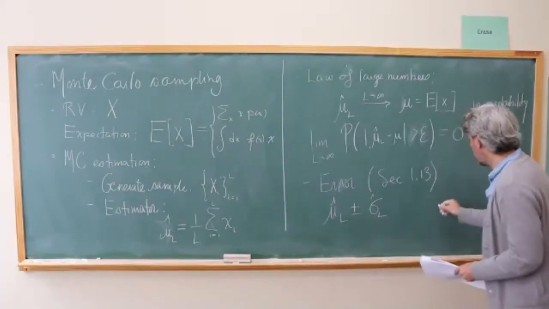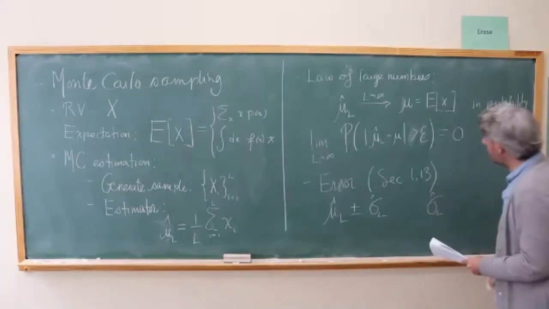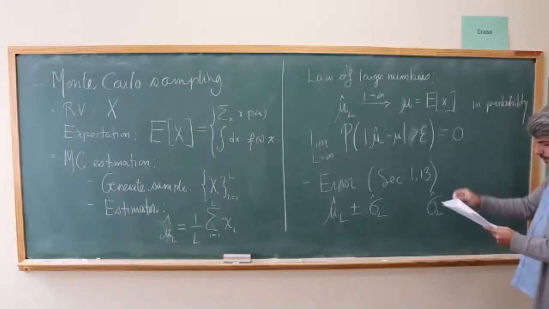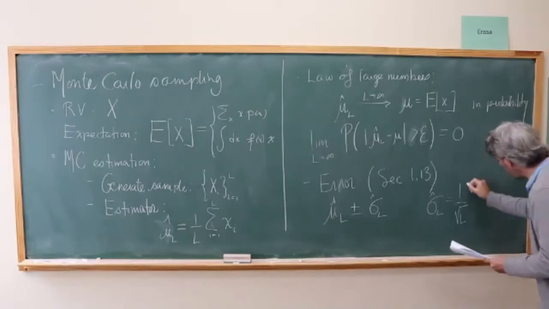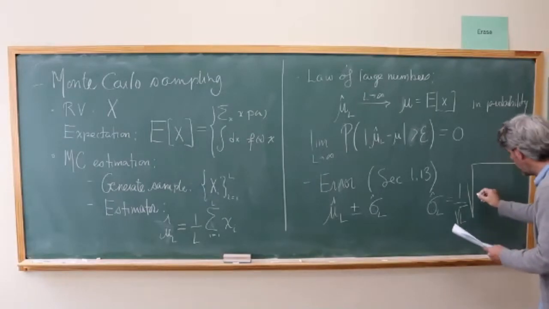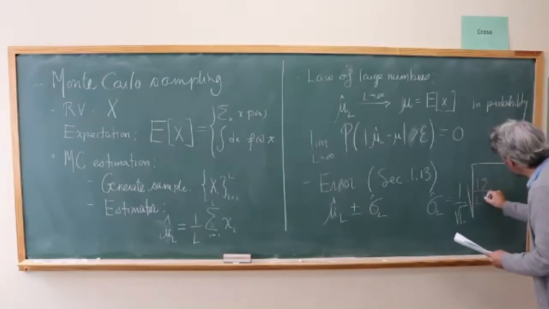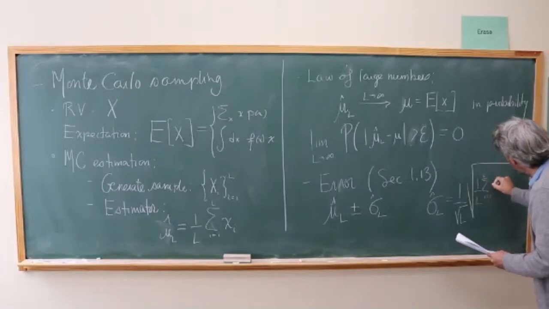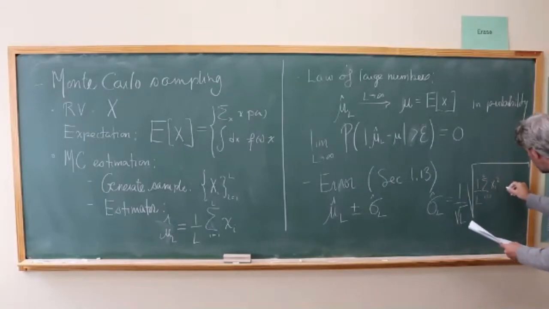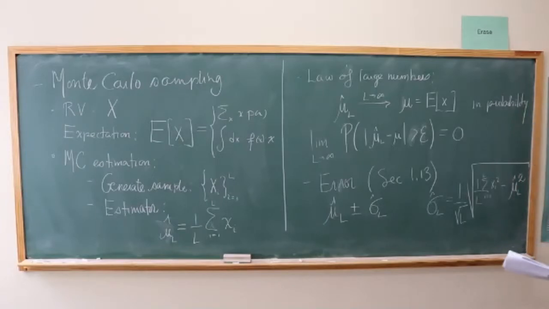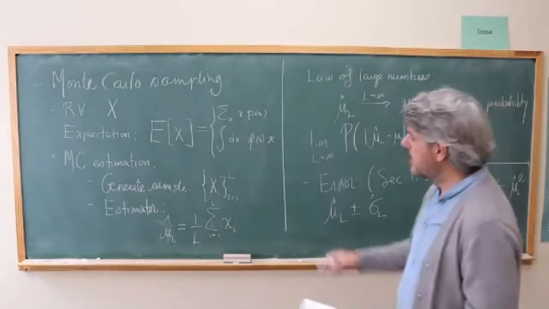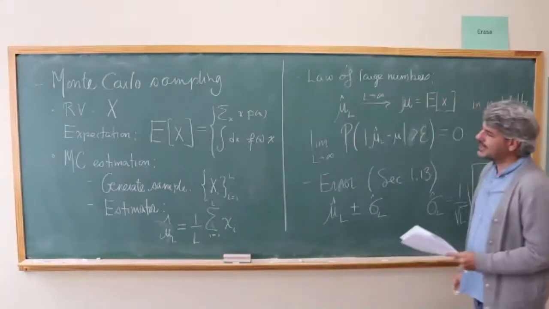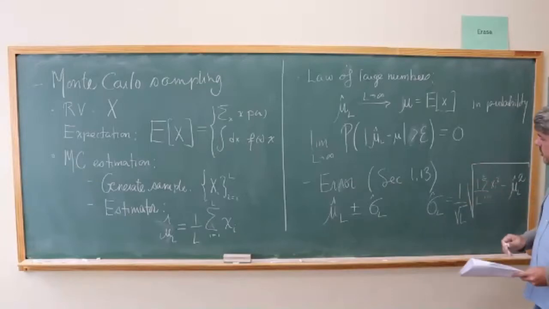And the sigma L here is the empirical standard deviation of the sample, and this is 1 over the square root of L. You have the big square root here, and then you have 1 over L times the sum of the squares, minus the empirical value that you had for the mean. Okay, and so this is the estimated standard deviation of the estimator that comes from the independent samples that you have in that collection of values.